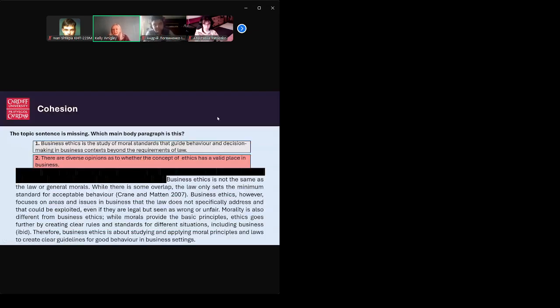Here is another main body paragraph, but the topic sentence is missing. Is the topic sentence 1 or 2? Have a read through this paragraph and tell me which is the correct topic sentence.